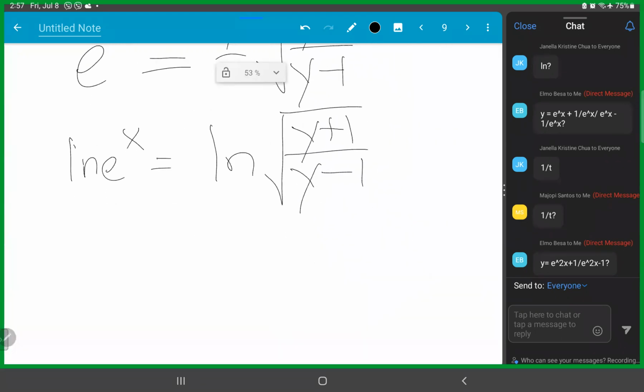Then yun. What's ln e to the x is x. It's x lang. Yan, tapos na.